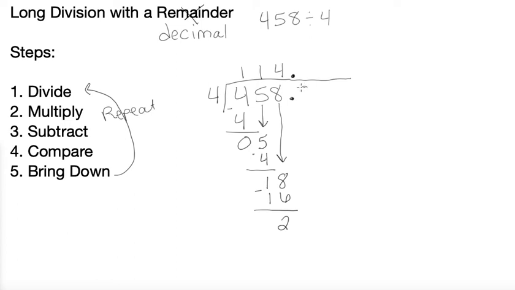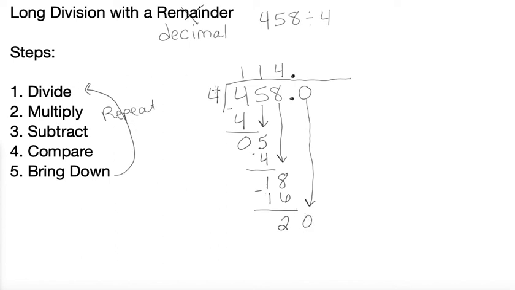And then I'm going to add a 0 here. Because by putting the decimal and the 0, I have not changed the value of 458. This still says 458, but now I'm able to bring down the 0, and now I have 20. And this allows me to repeat the process.